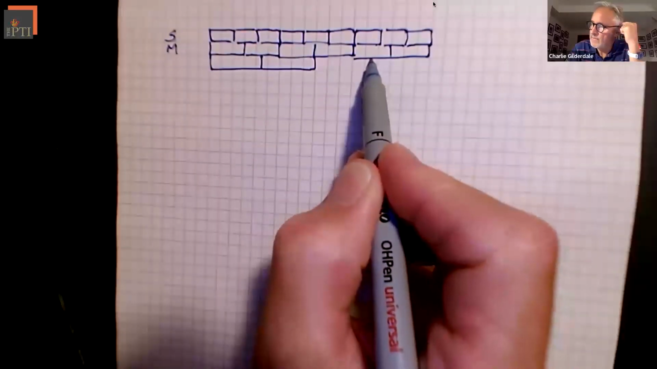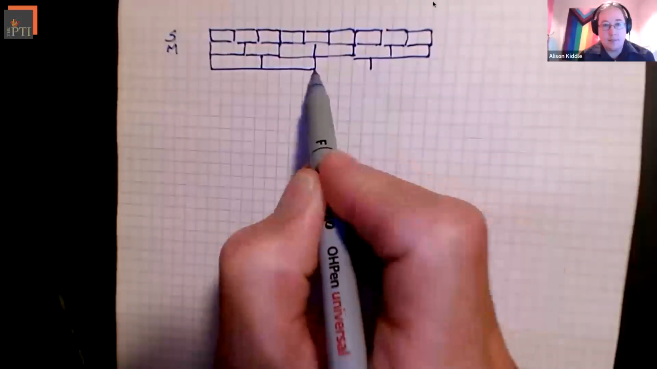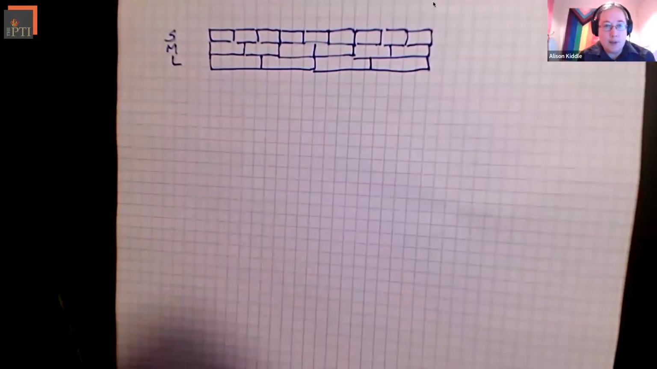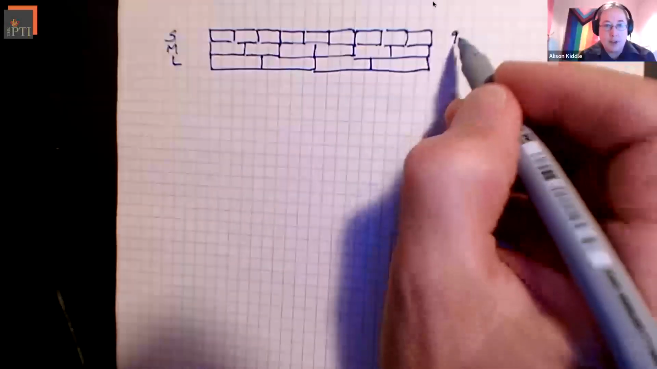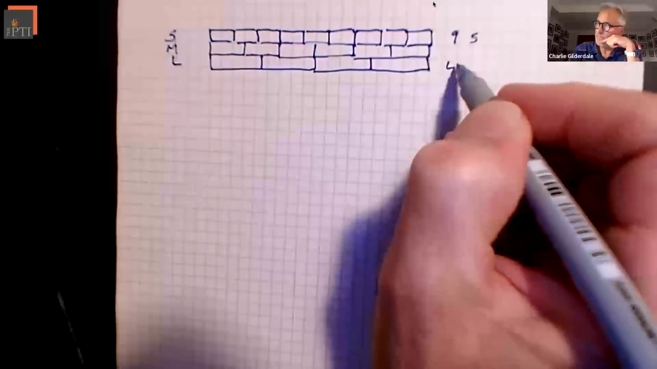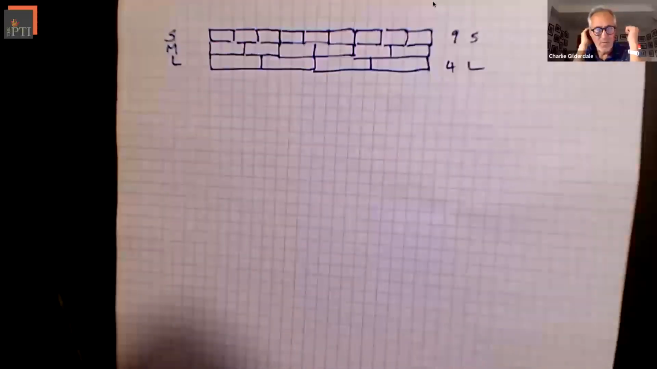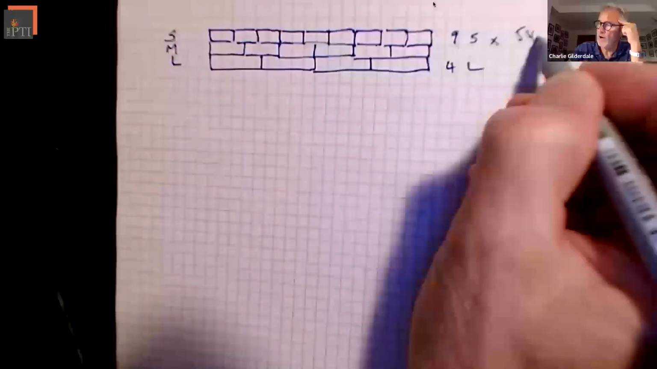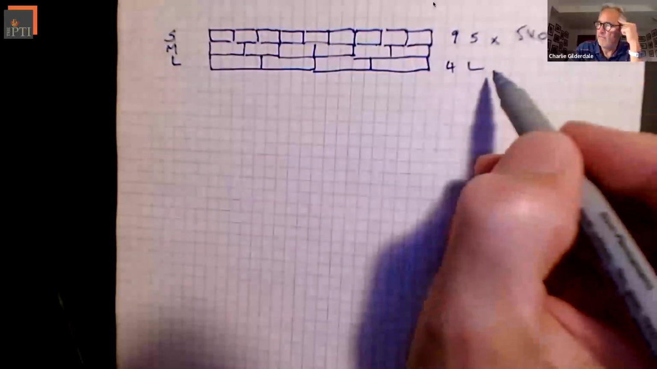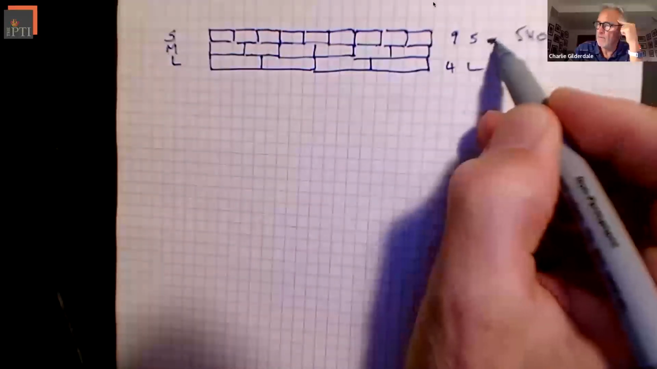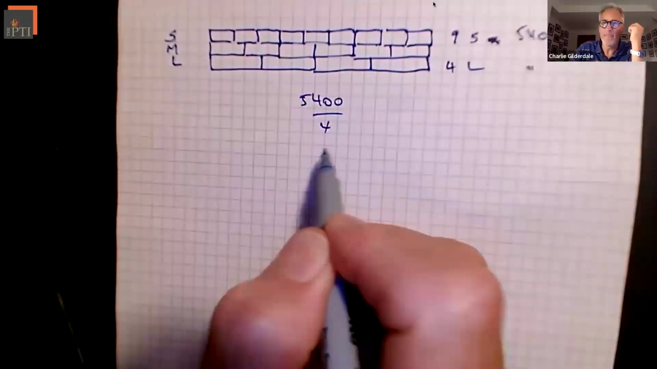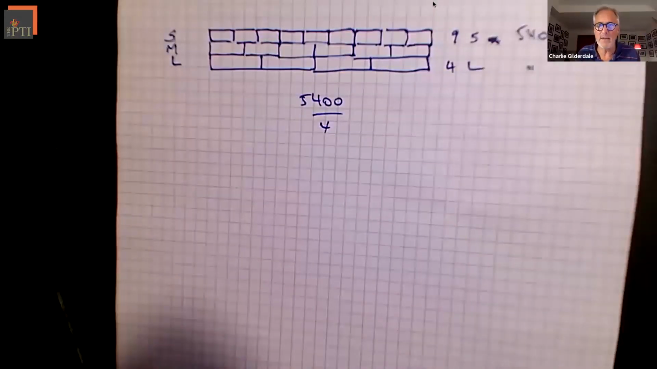Have I got this right? Yeah, that's looking right. And so from your diagram, you can see that 9 smalls is the same as 4 larges. And each small was 600 pages. So 9 times 6 is 5,400 pages. 4 large would be 5,400 pages. And then I'll have to divide 5,400 by 4 to get my 1,350 pages.